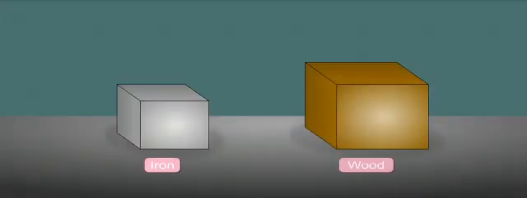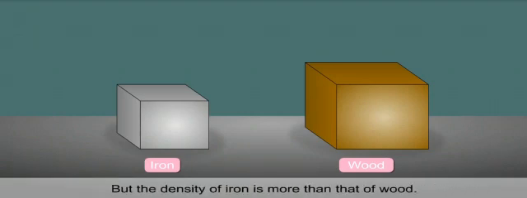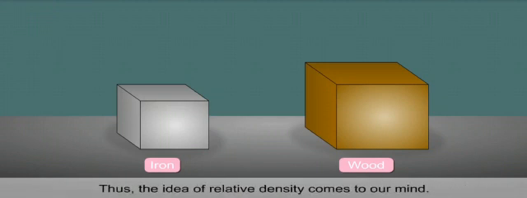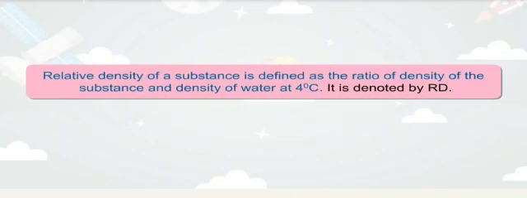Relative density. If we take two blocks, one of iron and one of wood, and compare, the density of the iron is more than that of the wood. When we compare the density of two substances, in fact, we compare the masses of the two bodies having the same volume. Thus, the idea of relative density comes to our mind. Relative density of a substance is defined as the ratio of the density of the substance and the density of the water at 4 degrees Celsius. It is denoted by capital R D.